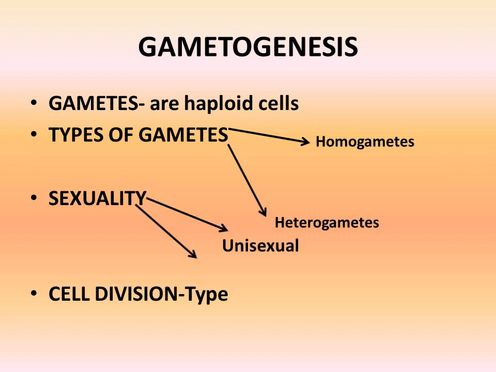Sexuality. There are unisexual animals and plants and bisexual animals and plants. Cell division. There are two types of cell division during the formation of gametes: mitosis and meiosis. So we will be learning about these topics in this section, gametogenesis. Gametes.